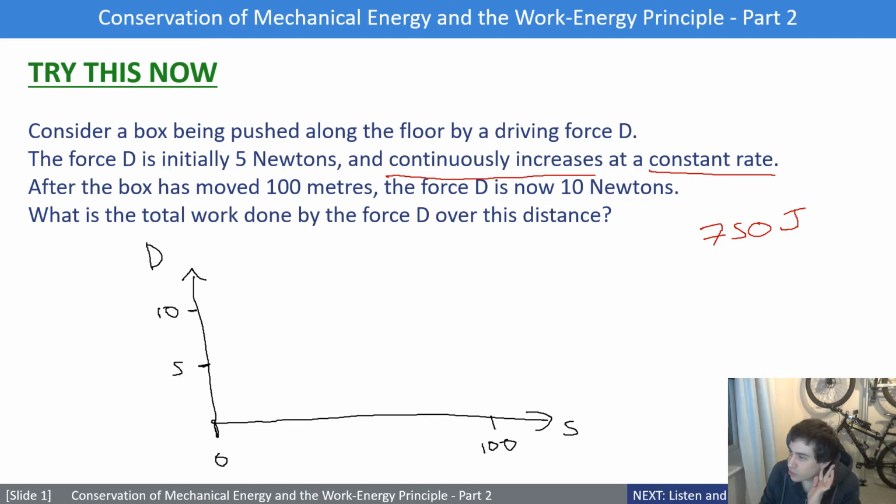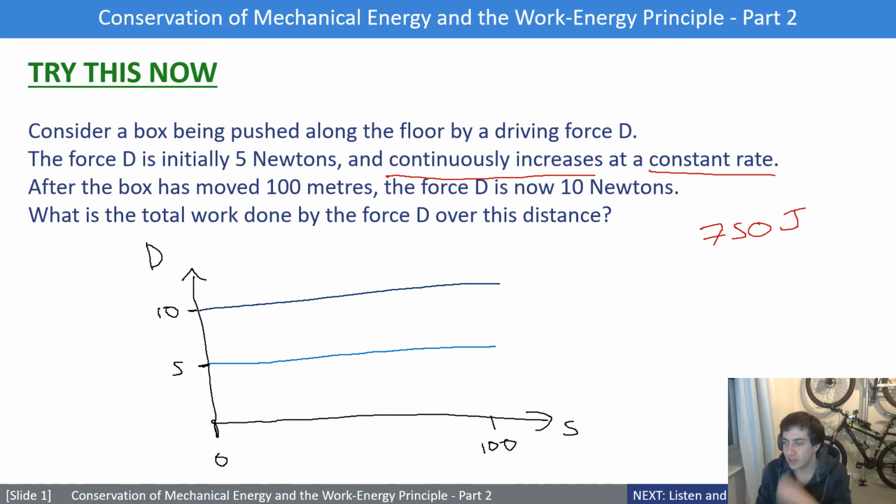Now, I'm going to draw a graph of what it looks like if it was just 5. So if it was 5 newtons the whole time, then the graph of what happens would be this. It's 5 newtons at every single distance from 0 to 100. If it was 10 the whole time, then it would be this.